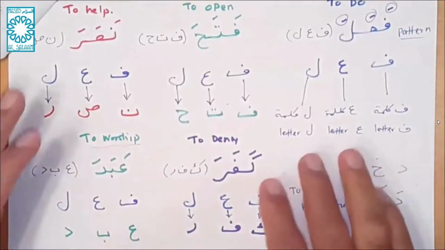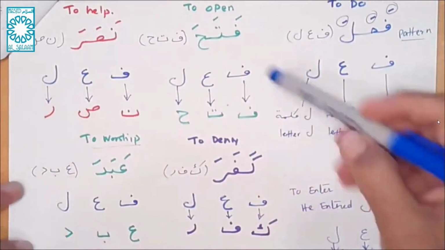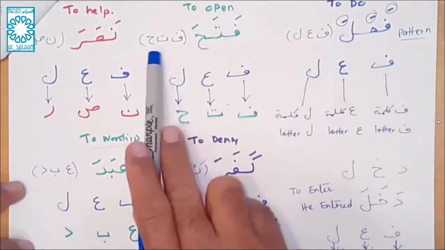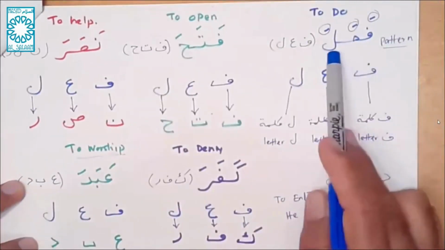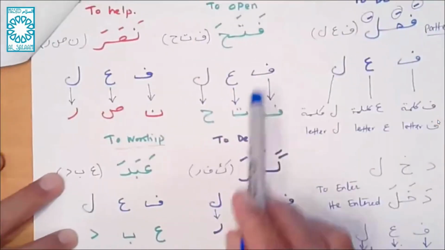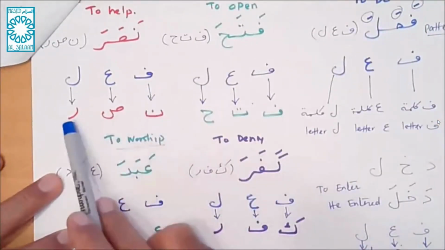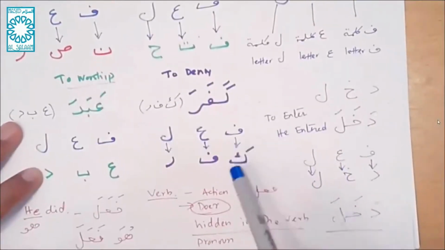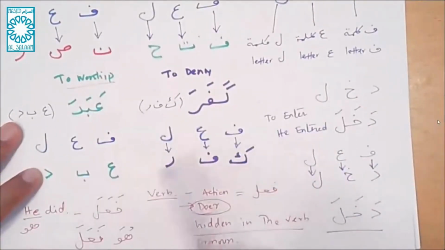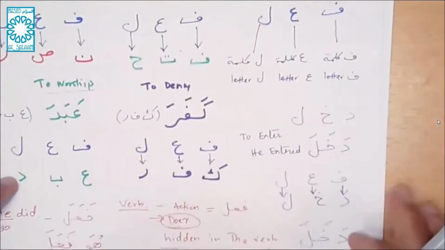So this concept by itself is very important: if the root letters are given, and a pattern is given, then you should be able to map them. So fataha like this, nasara, noon, sa, ra, kafara, ka, fa, ra, abada, ain, ba, da. So this is what we talked about.